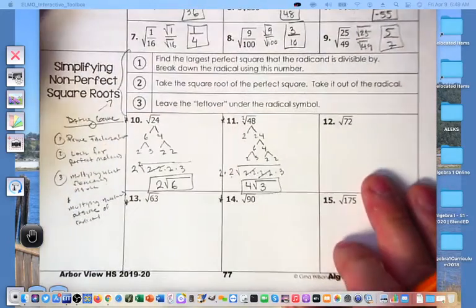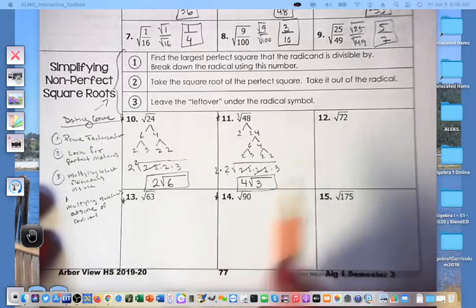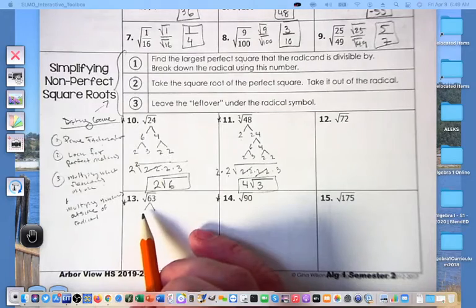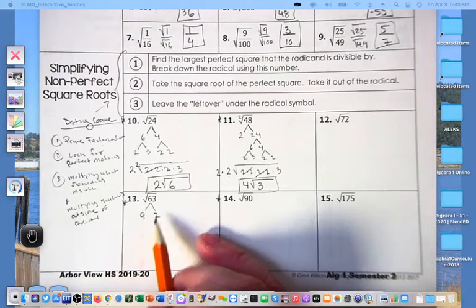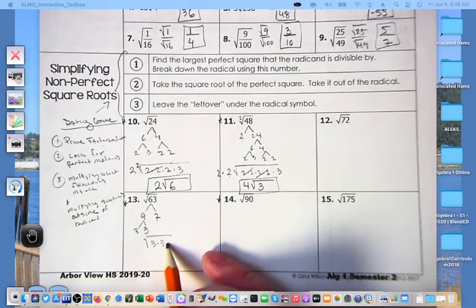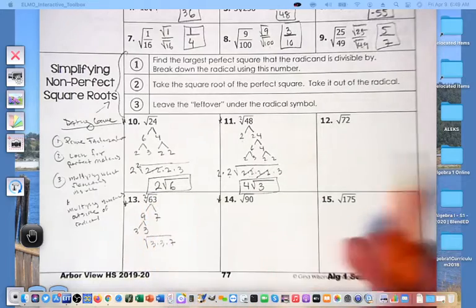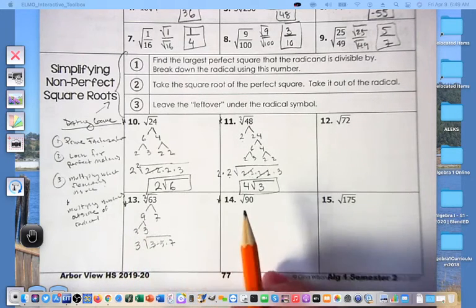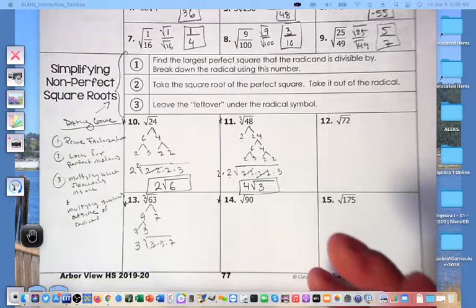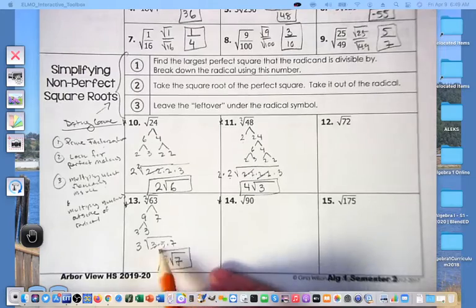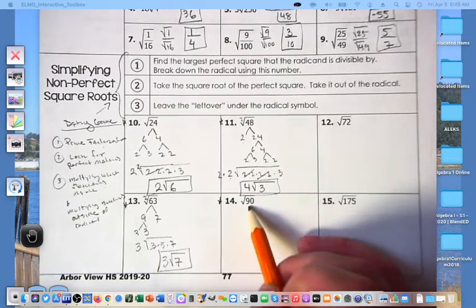Let's do this again with problems 13 and 14. So 63, I'm going to go ahead and start breaking it down into its prime factors. That's 9 times 7. 7 is prime. 9 breaks down into 3 times 3. So we have 3 times 3 times 7. The index is 2, since nothing's written there, which means we're looking for couples. I have a perfect couple here. They go outside the radical sign and become a single 3. The 7 and the 3 have nothing to be multiplied by at this point, so my answer is 3 radical 7.